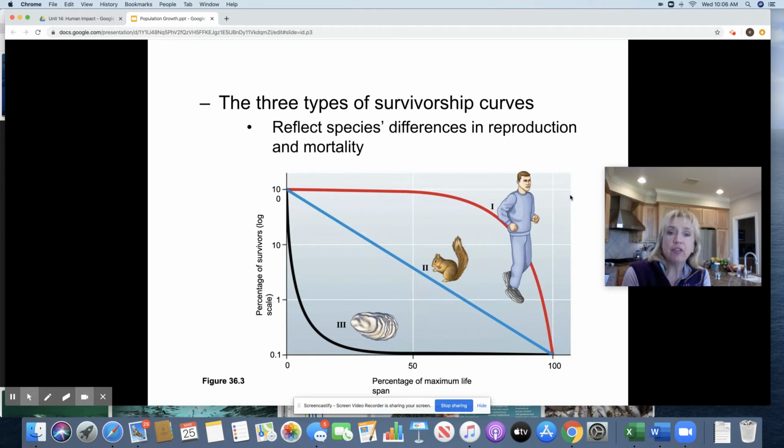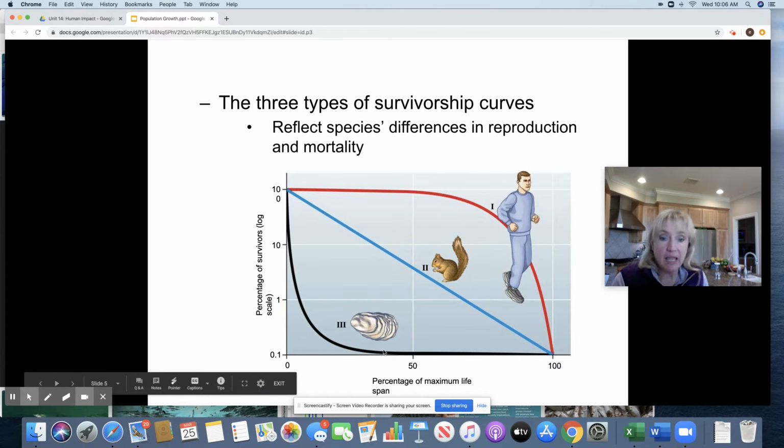All right, we have three types of survivorship curves. This first one here in red, this is what humans are, this is what elephants are, any large mammal tends to be this. What it shows is that when you are first born, and for a while, you don't die off very quickly. You live for a long time. These are the animals that take care of their young. Humans take care of their young, make sure that they're not dying, right? And then as you get older, we all start to die.